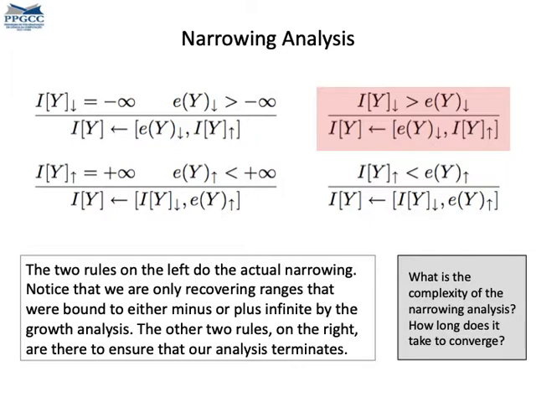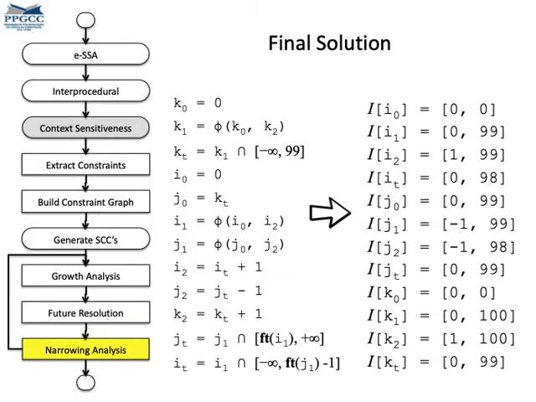The rules on the right side are there only to ensure termination, so we can only change either minus or plus infinite. If we have other constants, then we cannot really touch them. Otherwise, we could be in a descending chain that could never terminate. Once we apply widening, future resolution, and narrowing to all the constraints in our system, we eventually reach these solutions on the right. They are not bad, although they are still a conservative approximation of the values that the variables can assume.